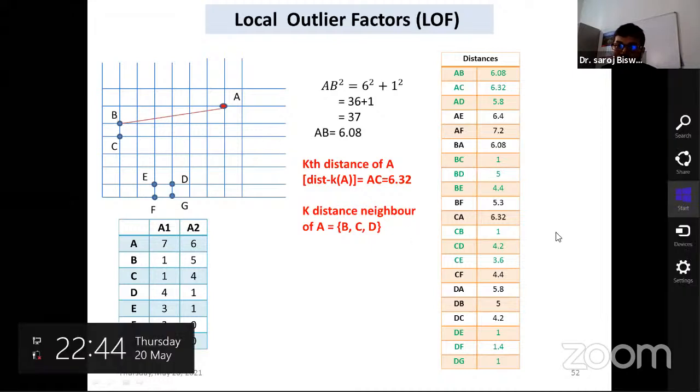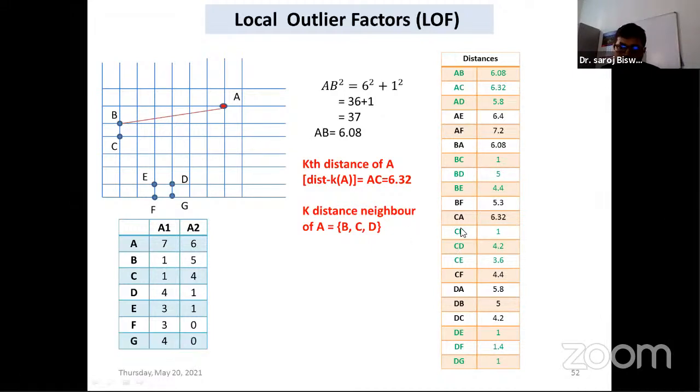Similarly, we calculated all the pairwise distances from C to all the observations: CA, CB, CD, CE, and CF. Out of all those, the 3 nearest neighbors become CB, CD, and CE. Similarly, we calculated all the pairwise distances for D: DA, DB, DC, DE, DF, DG. And we have taken only the 3 nearest neighbors, and these are the 3 nearest neighbors, right? And the coordinates are here.